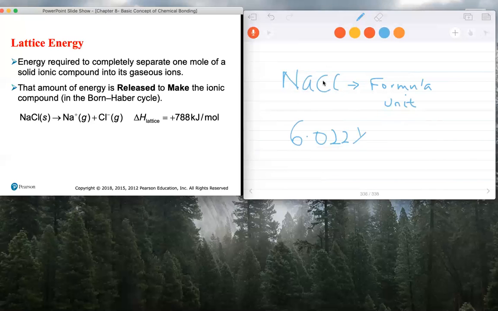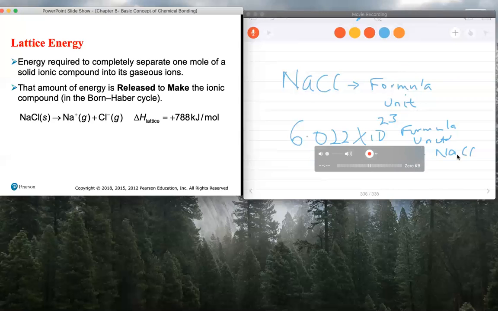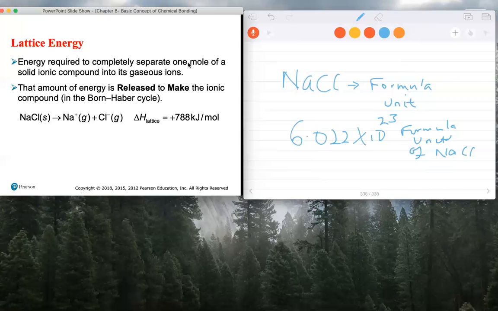If I have Avogadro's number of this, 6.022 times 10 raised to 23 formula units of NaCl, the amount of energy required to split this into respective atoms is what we call the lattice energy for sodium chloride, and it varies from compound to compound.